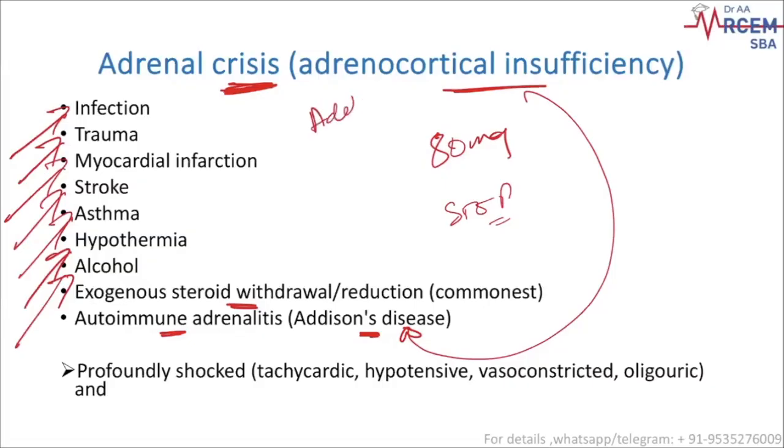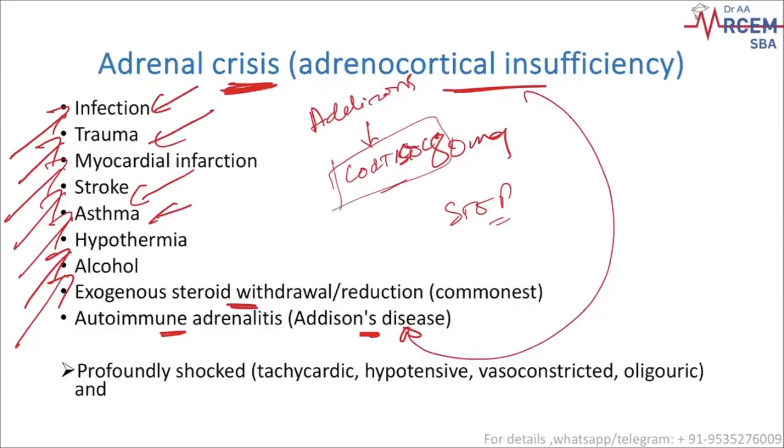Someone who has Addison's disease cannot secrete enough cortisol, that is, enough steroids, because they cannot produce it. In a stressful situation, you need enough steroids. Infection, trauma, stroke, asthma are all stressful situations for your body. In this stressful situation, your body is not able to secrete enough cortisol because of Addison's disease. At that point of time, this patient will go into shock.